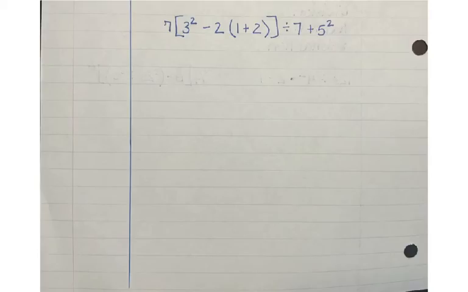So again, we're following our order of operations. If you need to write that down, it should be parentheses, exponents, multiplication and division, addition and subtraction. So I have to start with parentheses first. So I see brackets, and I see a set of parentheses. So I'm going to work from the innermost first. So that's the 1 plus 2, which is 3. Bring everything else down.